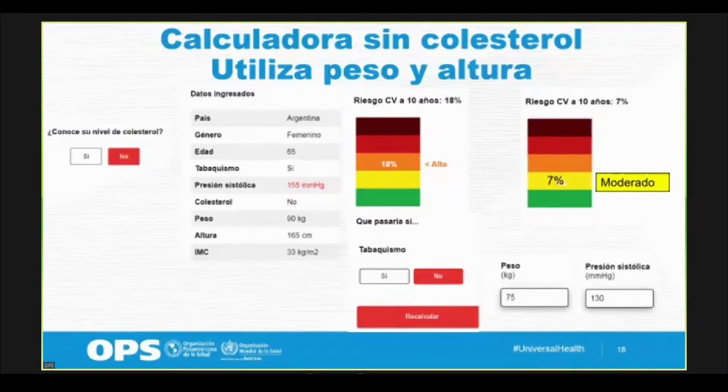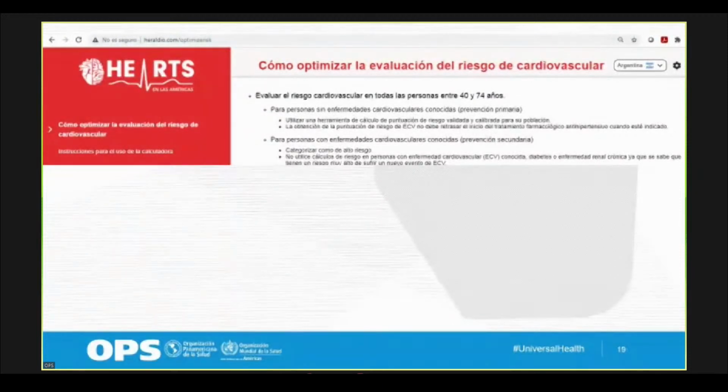Perhaps 75 kilograms and systolic pressure 130. So the risk would be 7%, which is moderate. So it would go from 18% to 7%. So the calculator has other instructions.